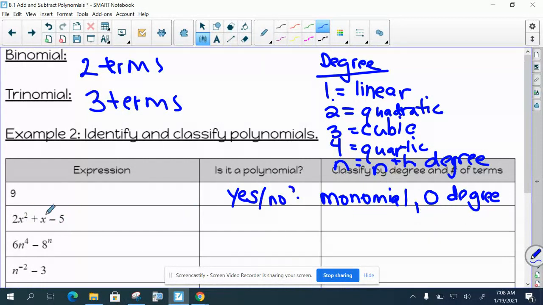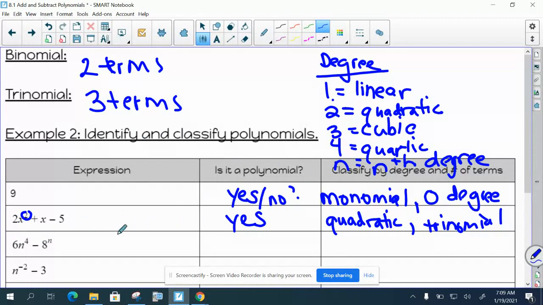All right, here, this is a polynomial. It meets all the criteria. Classifying it by its degree, well, its degree is 2. So that means it's going to be quadratic. And then the number of terms it has is 3 terms, so that means it's going to be a trinomial. Okay, so you've got monomial, binomial, trinomial, and then anything with 4 terms and beyond you just call polynomial.